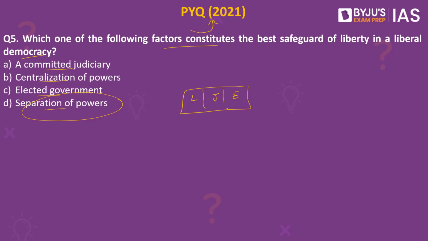So we have different wings of the state. One is the legislature, which makes the laws, the judiciary, which interprets the laws, and the executive, which implements the laws. These bodies on their own can also become so powerful that they capture the system. So in order to keep a check on them, what we require is the separation of powers, and that happens to be the best safeguard of liberty in a liberal democracy.